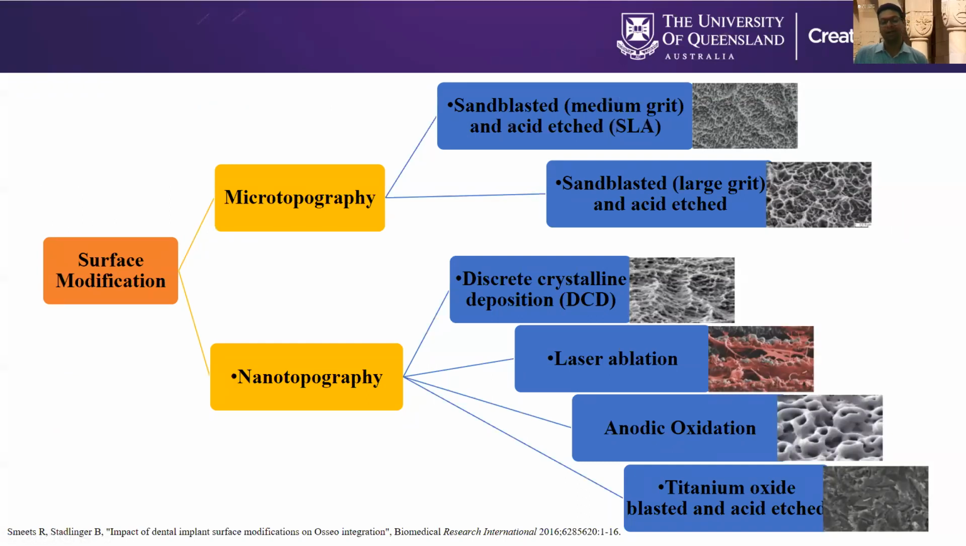The surface modification is carried out either by microtopography or nanotopography. Microtopography is carried out where sandblasted and acid etch technique is done. That is, either sandblasting grits are medium or large, and acid etch is carried out in the later part. The nanotopography is carried out where discrete crystal deposition is done on the implant surface. Either laser ablation of the implant surface is done, anodic oxidation is carried out on the implant surface, or titanium oxide is blasted. Titanium oxide particles are blasted on the surface of the implant and it is etched later on.